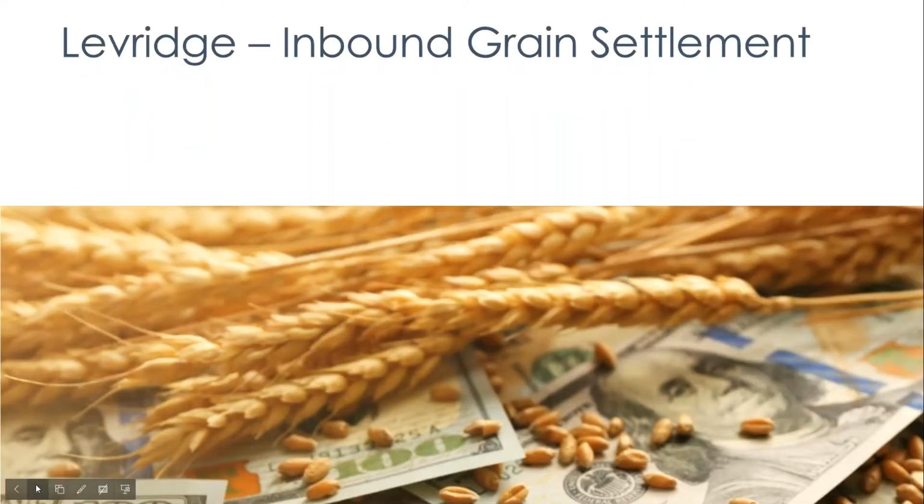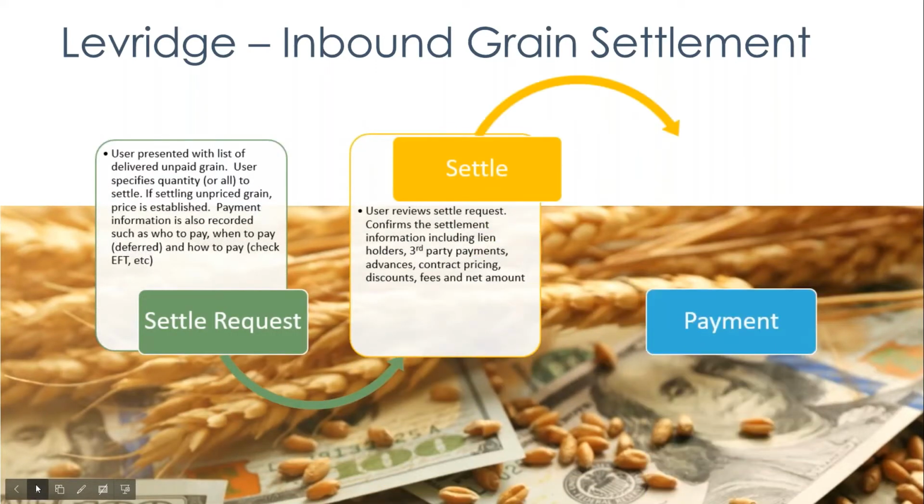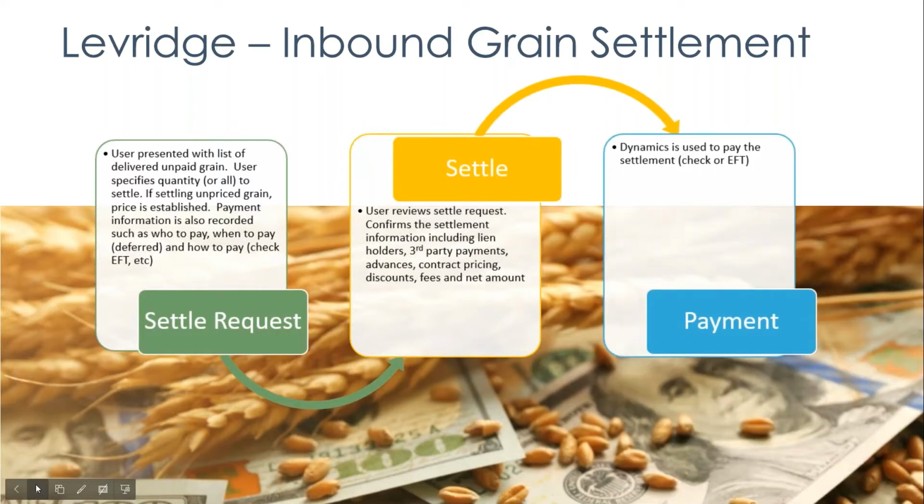Then after the grower has delivered the grain, it's time to settle. The settlement is actually paying the grower for the grain, and that can be a three-step process. One is a settlement request, and that's where the grower or another user of the system, maybe an accountant or a merchandiser, anybody who has security, requests payment of the grain on the grower's behalf. We record information such as who to pay, when to pay, how much to pay, and what grain we're paying for as part of that request.